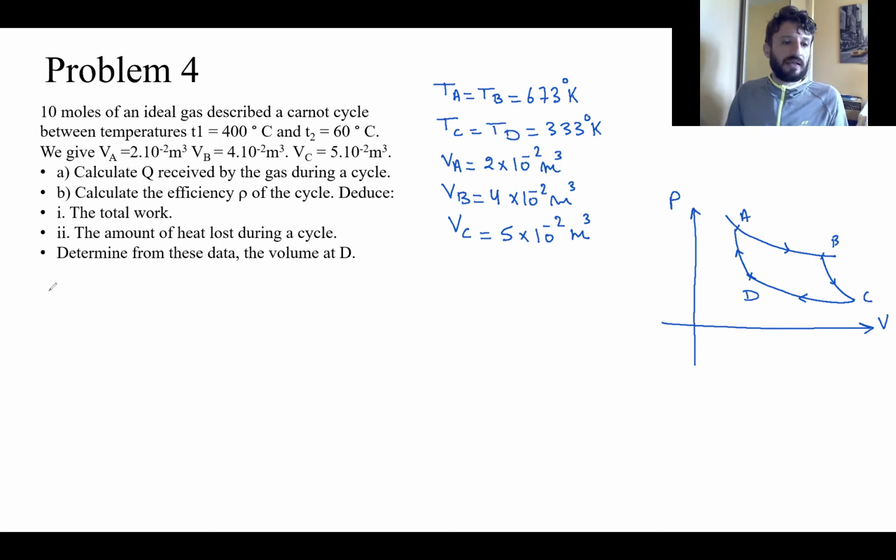First of all, part A: calculate Q received by the gas during a cycle. In general, you have to know very well how this kind of Carnot machine functions. The operation of a Carnot machine will be between Q cold and Q hot. You have one Q hot in the system. In general, Q hot is QAB, and Q cold is QCD.